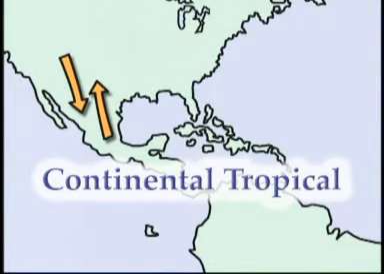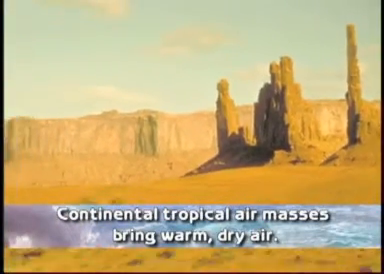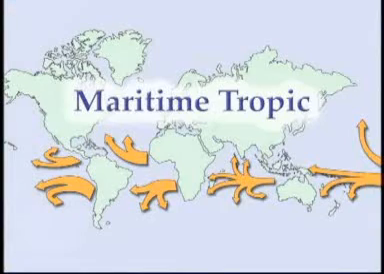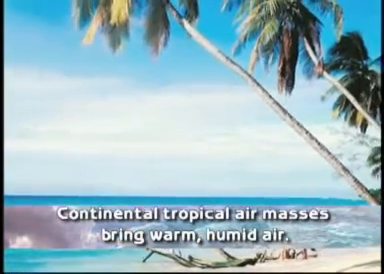Continental tropical air masses form over the deserts found in the southwestern United States and Mexico. These masses are warm and dry. Maritime tropical air masses form over the warmer southern oceans like the Gulf of Mexico and the Caribbean. They're warm and carry a lot of water vapor.